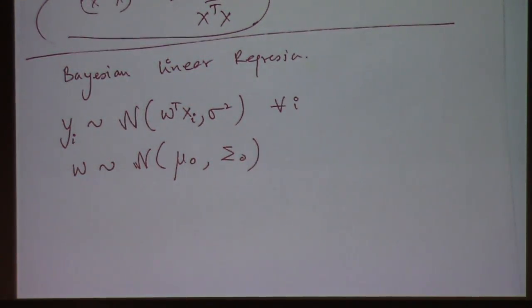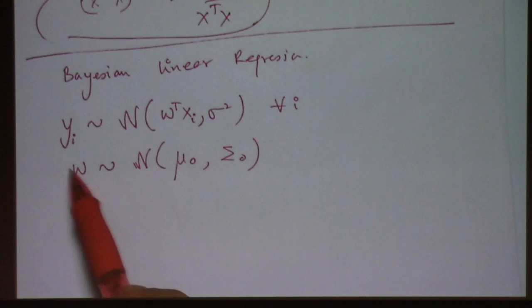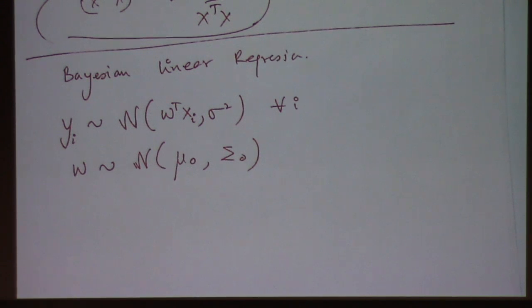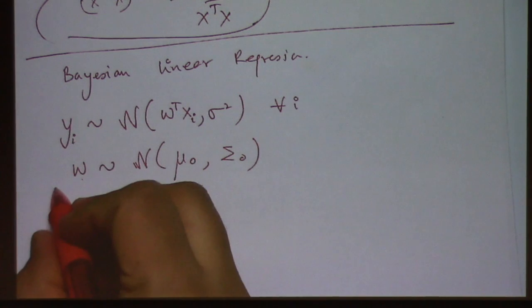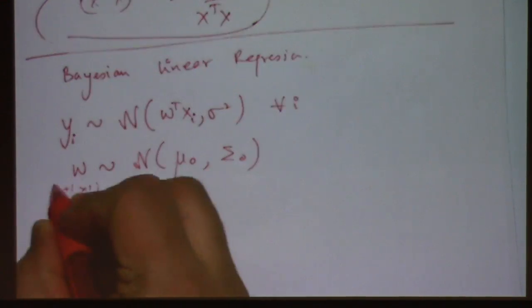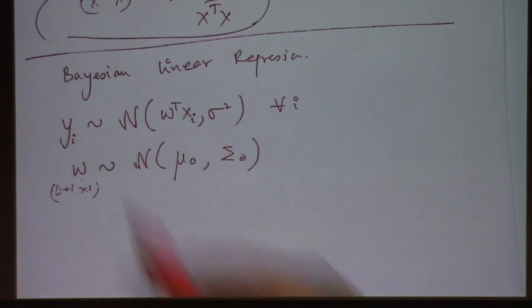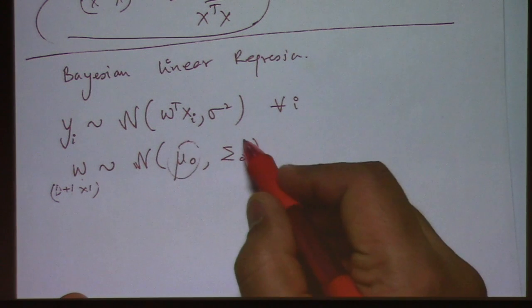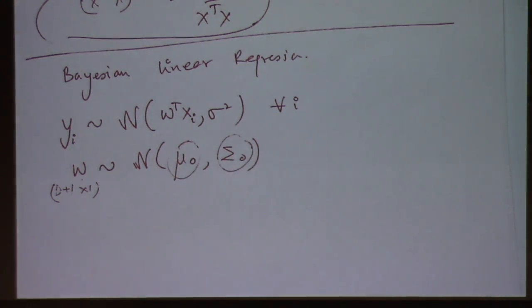The reason I'm writing a covariance matrix here is because W will be a vector, right? That will depend on how many features you have. So let's say you have D features and you add one intercept term. So W will be a D plus 1 cross 1 vector, right? Which means that if I want to model it as a Gaussian, I will have to model it as a multivariate Gaussian with some mean vector and some covariance matrix, right?